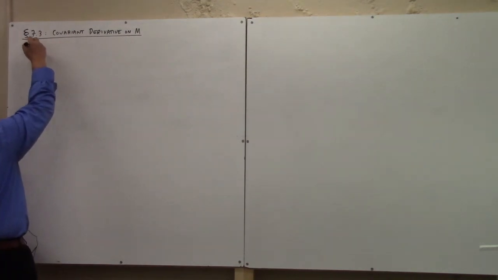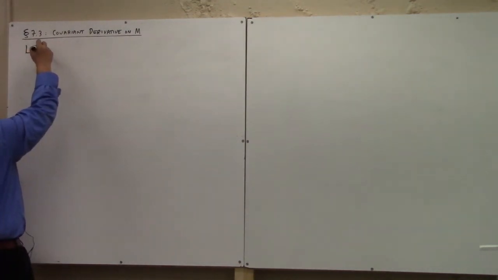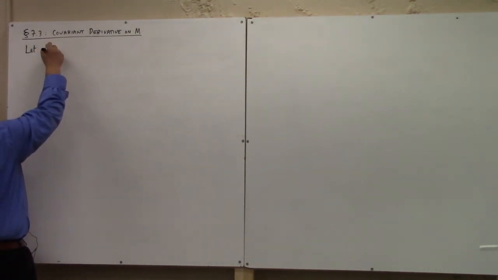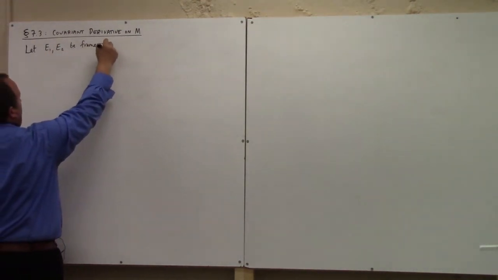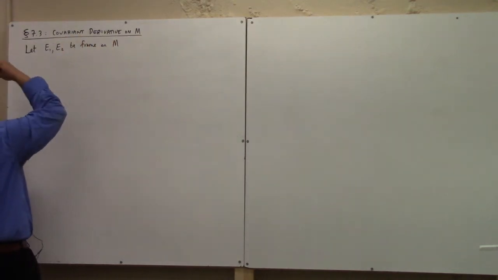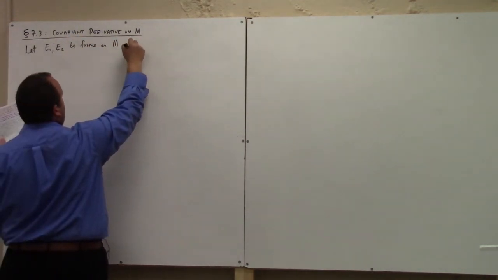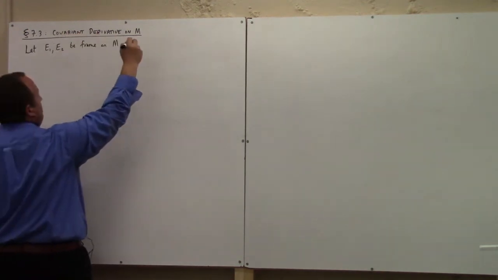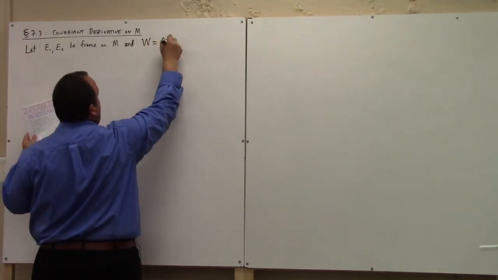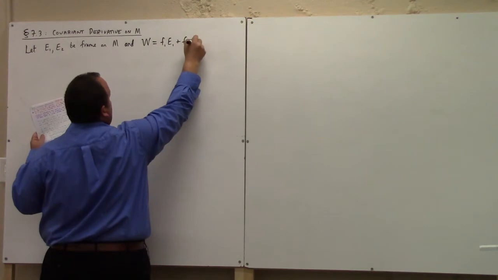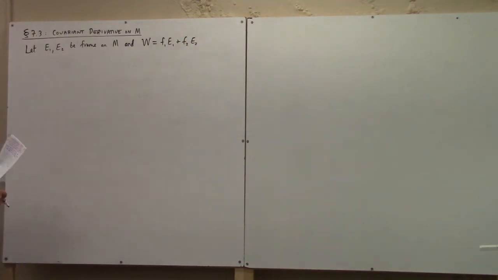let's let E1 and E2 be a frame on M, at least locally, okay? And suppose you've got a vector field W, which is equal to, say, F1 E1 plus F2 E2. So what I'm saying is that F1 and F2 are the component functions of the vector field W with respect to the E1, E2 frame, all right?